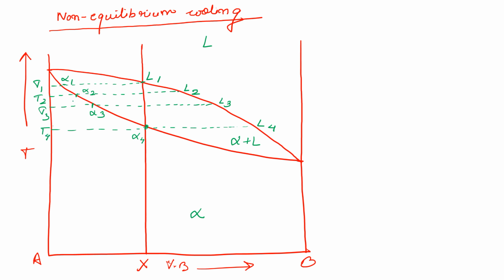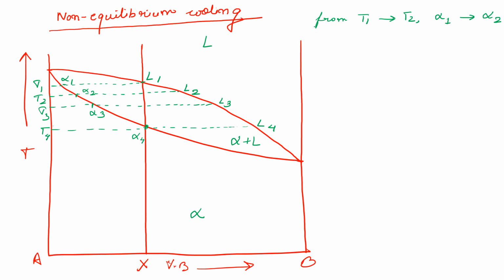So what will happen is, if you are cooling it under non-equilibrium conditions, the overall composition, let's say if you go from T1 to T2, the composition of alpha changes from alpha 1 to alpha 2. So from T1 to T2, I change my alpha 1 composition to alpha 2, and alpha 2 is reaching B, because it is on the right side towards the percentage of B. So it is richer in B.